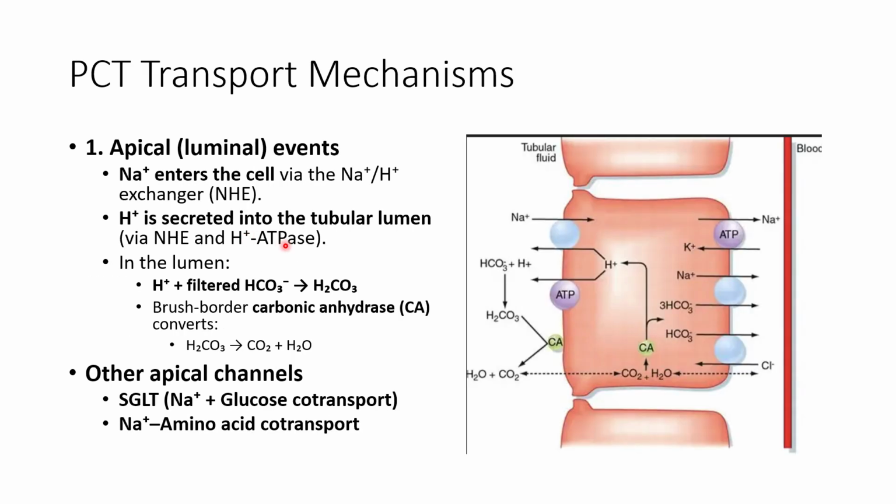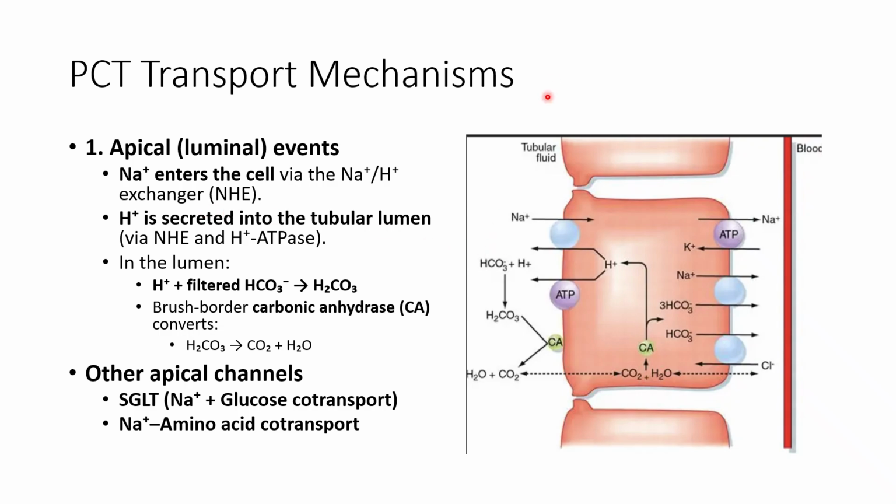Now we will see a bit about the PCT transport mechanism. In the previous slides, I showed you an image that had so many channels in the PCT cell. We will see a few of them. This is the apical site, the site where the blood is filtered and the urine is being formed, and this is the basolateral site, the site where the peritubular capillaries run and there is blood. So we will start from the apical, that is the luminal side. There is entry of Na plus inside the cell through the Na plus H plus exchanger, also known as NHE.